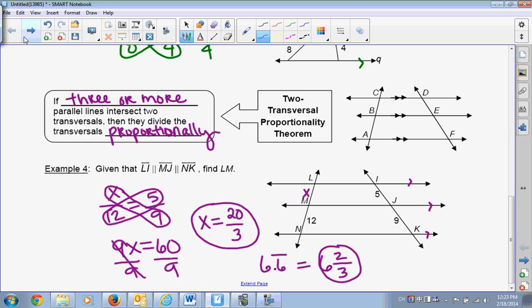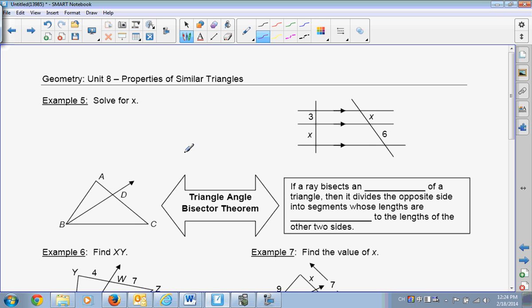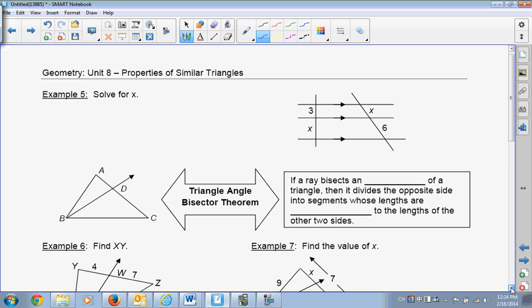Okay, so we're going to go on to the back side. We're going to skip number 5. We'll come back to that in class. Again, you would just set up your proportion and solve, and I'll show you how to do that in class.